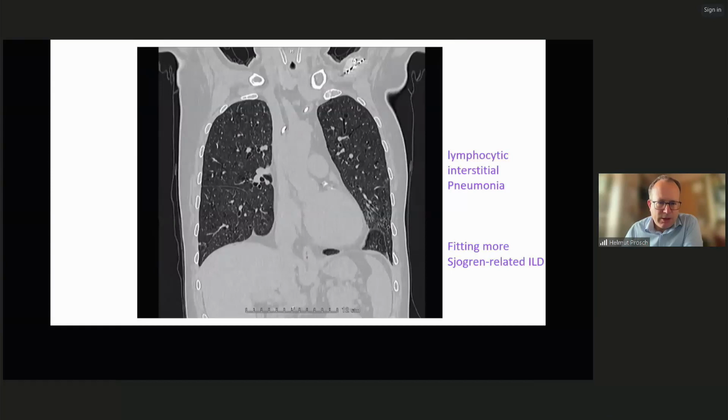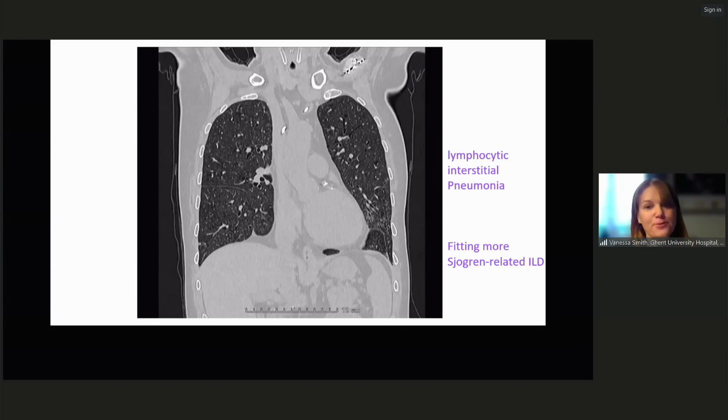So diffuse ground glass, I always think about NSIP, which is the more common cause if it's chronic. But in this case, with the septal lines and the cysts, I would go for, as is written here already, lymphoid interstitial pneumonia, which is rare. But if you see that, we always think about Sjögren's. Thank you so much, Helmut.